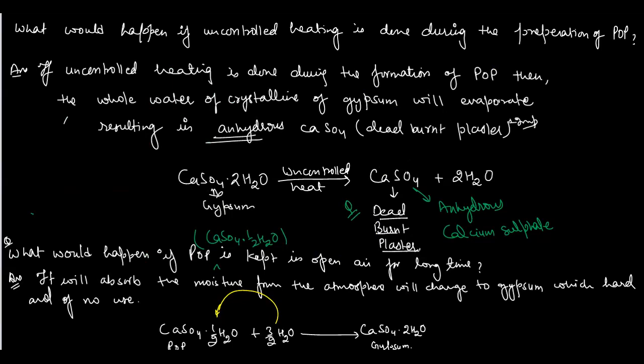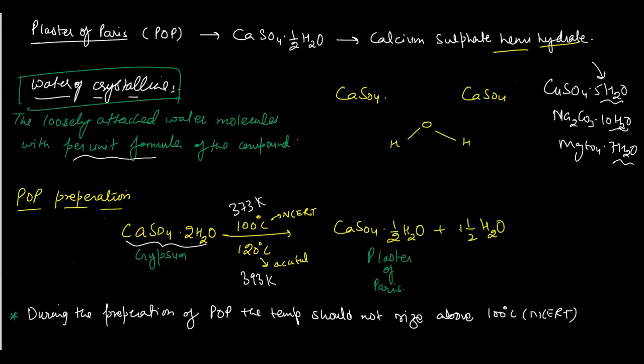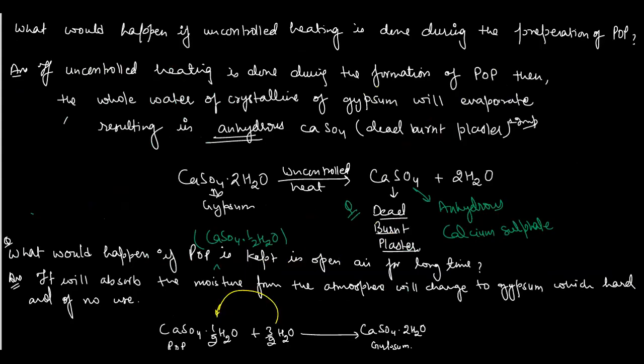Now we also have this: what would happen if POP is kept in open air for a long time? This is plaster of Paris, CaSO4 dot half H2O. If you keep it in open air or humidity for many days, the reaction reverses. The water of crystallization it lost on heating, it will take back from the atmosphere, and it will form gypsum again, which is a very hard mass, and we cannot use it again.